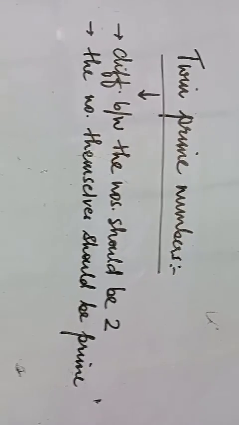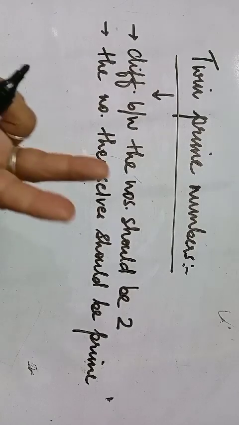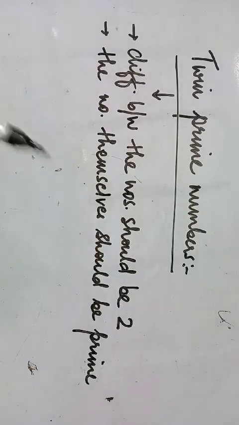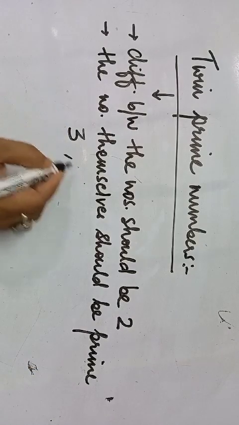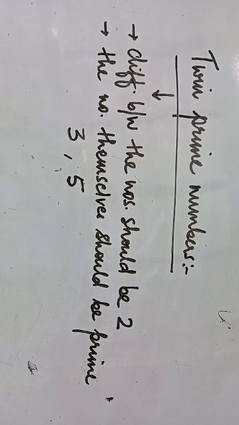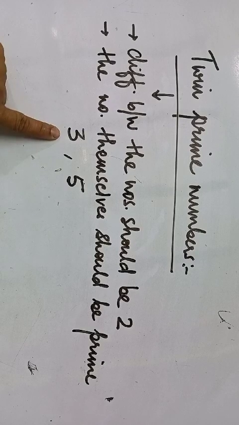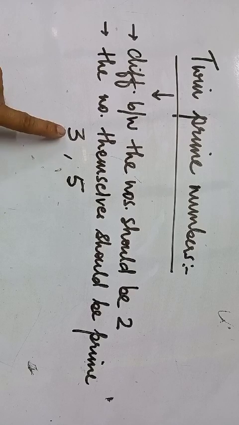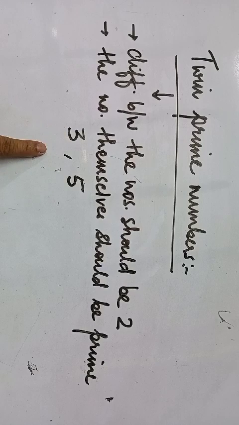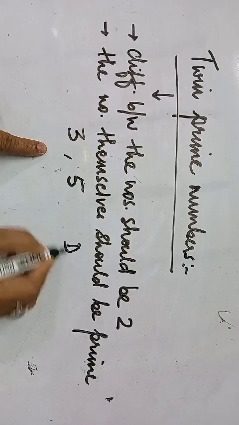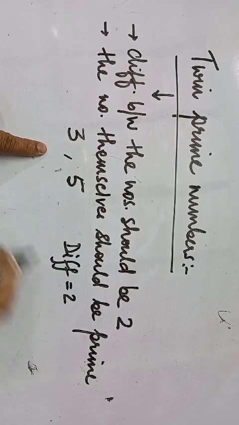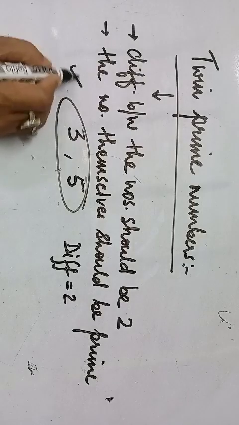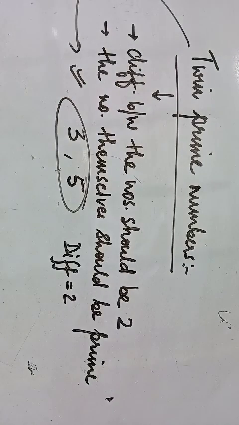So when we are talking about twin prime numbers, we are talking about two numbers. Those two numbers should themselves be prime. So let's take an example of 3 and 5. The easiest example. Is 3 a prime? Yes, 3 is a prime. Is 5 a prime? Yes, 5 is also a prime. What is the difference between these two prime numbers? The difference is 2. 5 minus 3 is 2. Therefore, 3 and 5, they are coming under the category of twin prime numbers.